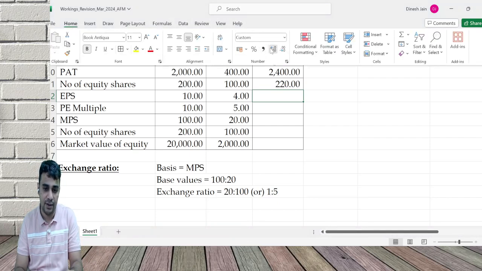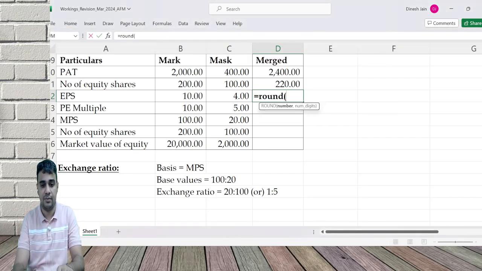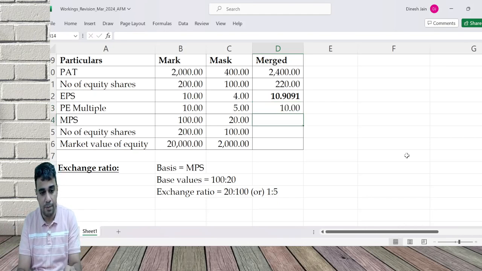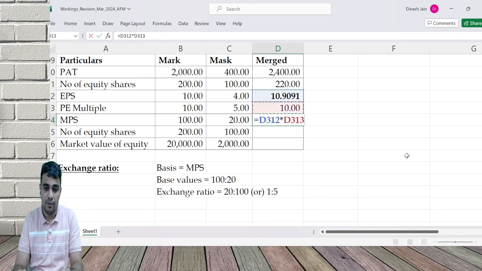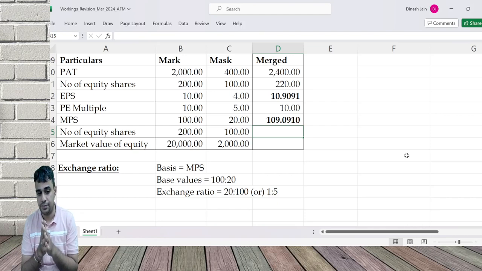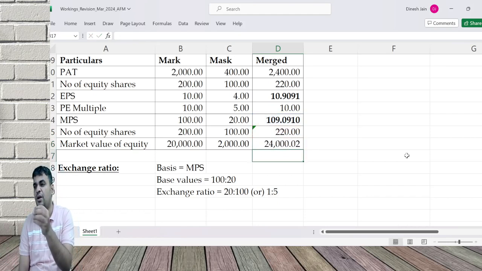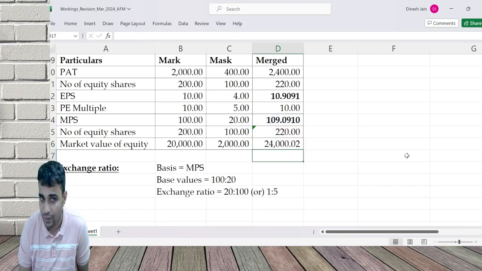Can't help it. EPS is 10.9091. Anything mentioned in the question about P multiple? Okay, so 10, I copy paste. Price is 109.0910. Number of shares is 220. Value is 24,000.02. Rounded off to 24,000.